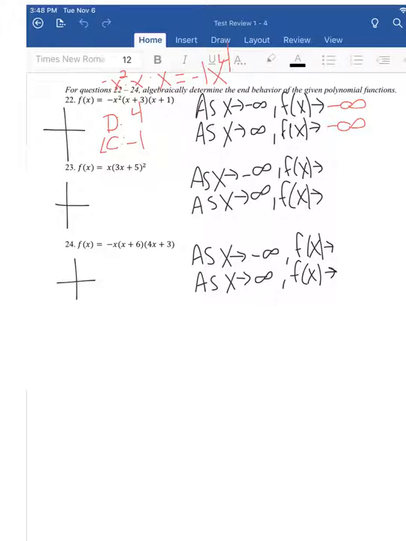So this graph looks like this a little bit. But as you can see, as it goes to the left, my graph is going down. As it goes to the right, my graph is going down. So that is, in fact, my end behavior.